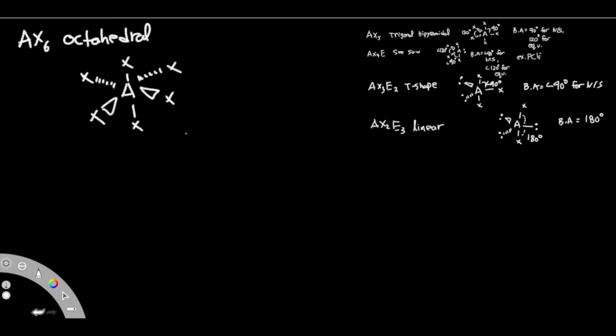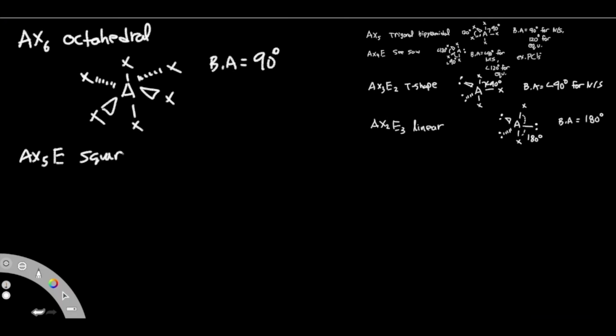How is this going to look like? All of them are going to be 90 degrees. So the bond angle is going to be 90 degrees. Very clean cut. If we look at the subcategory below that, it would be AX5E.